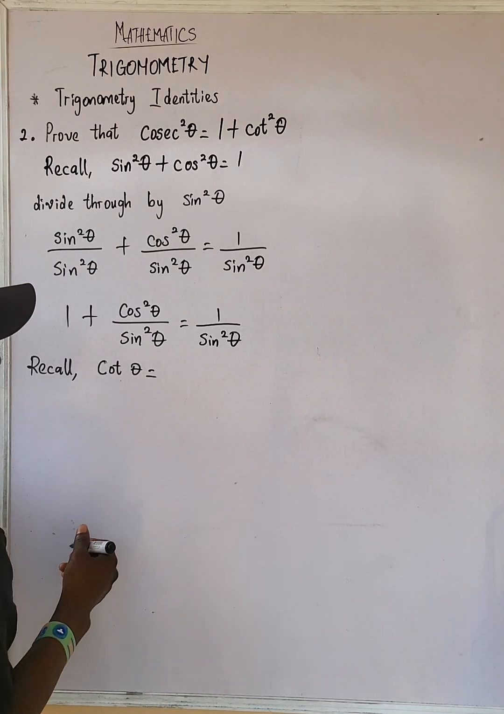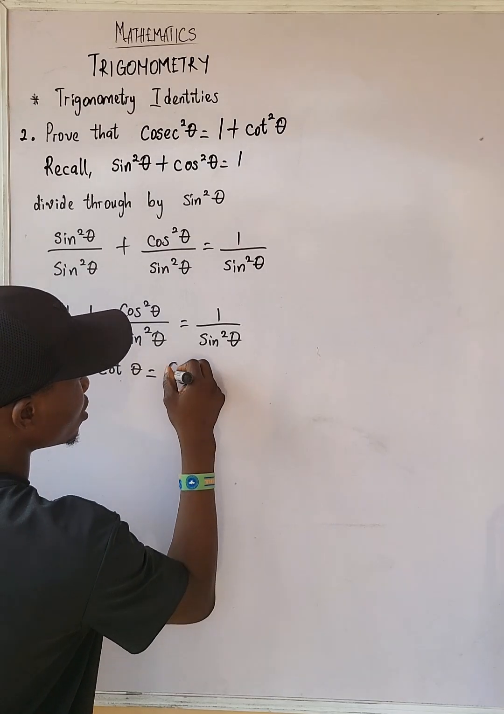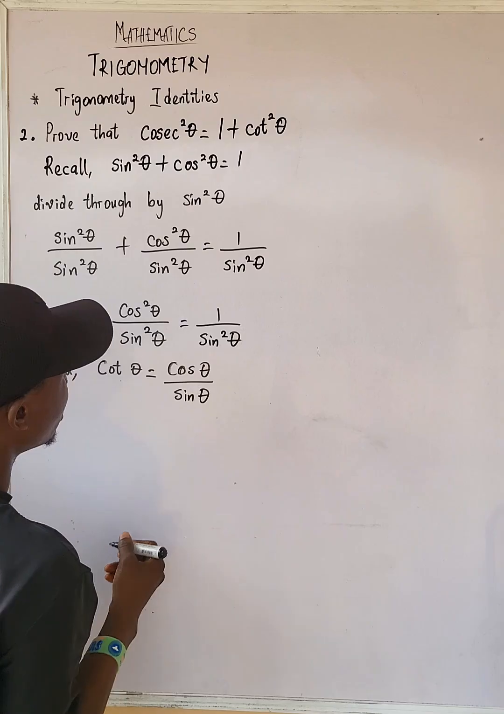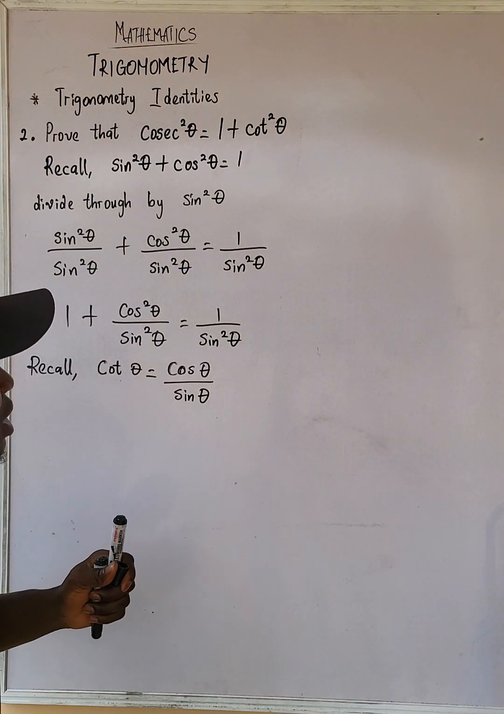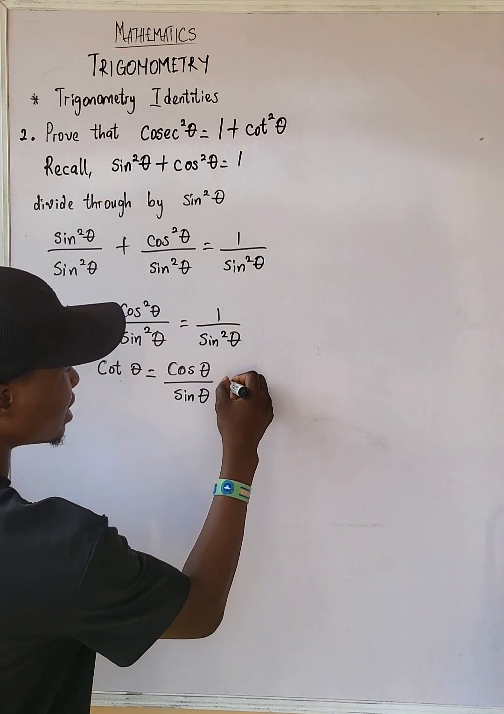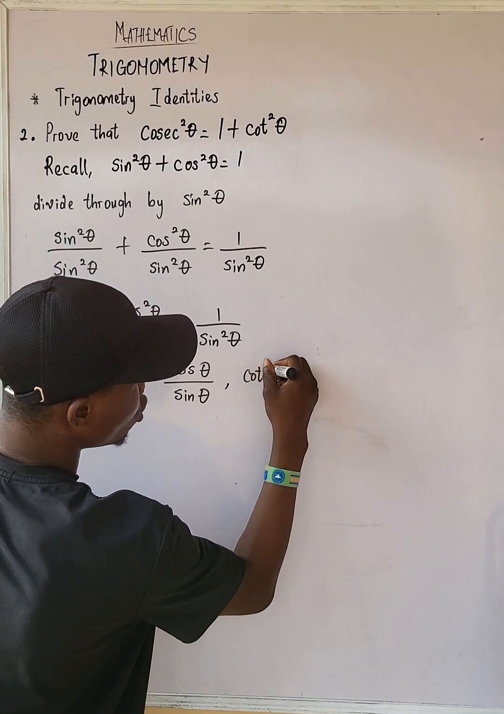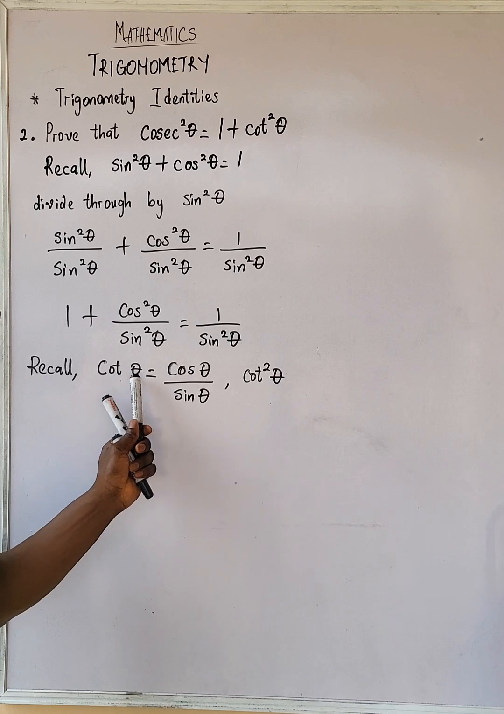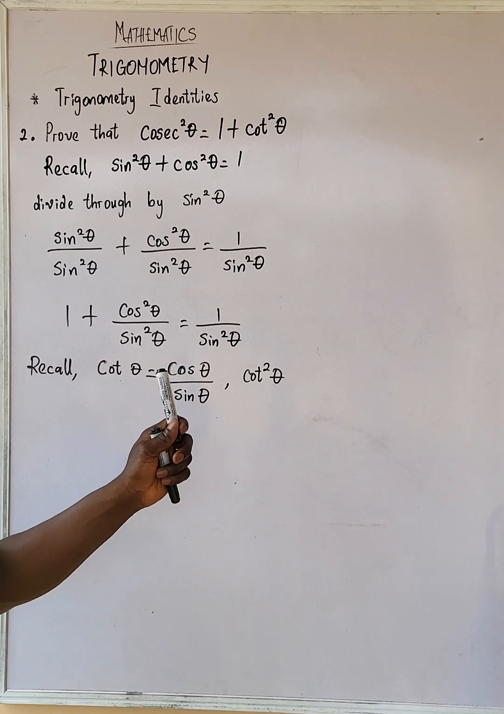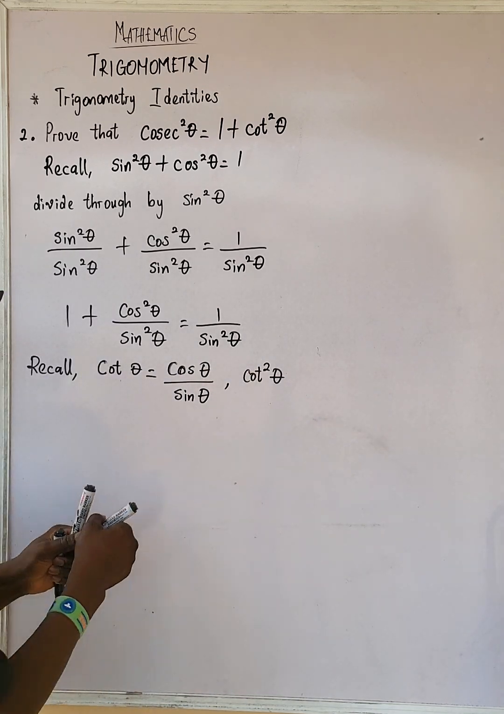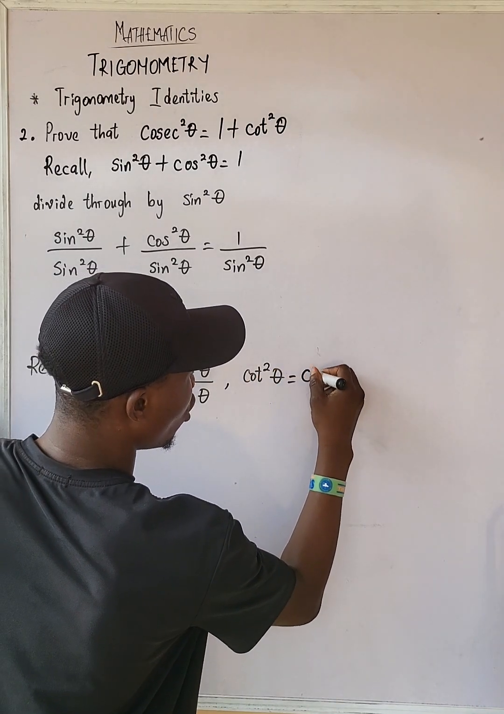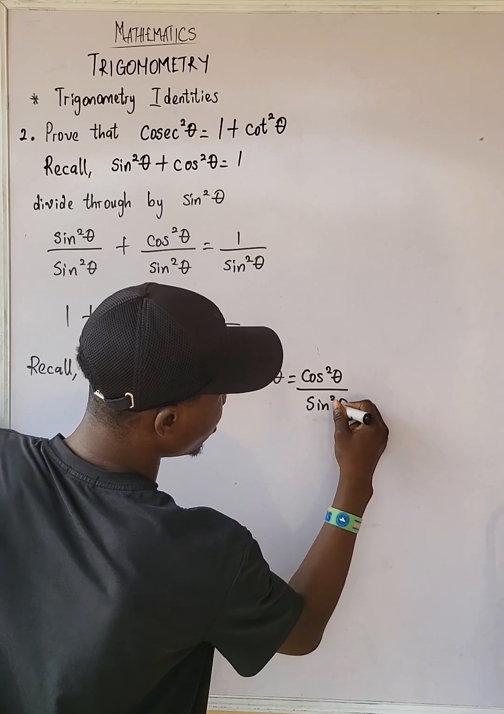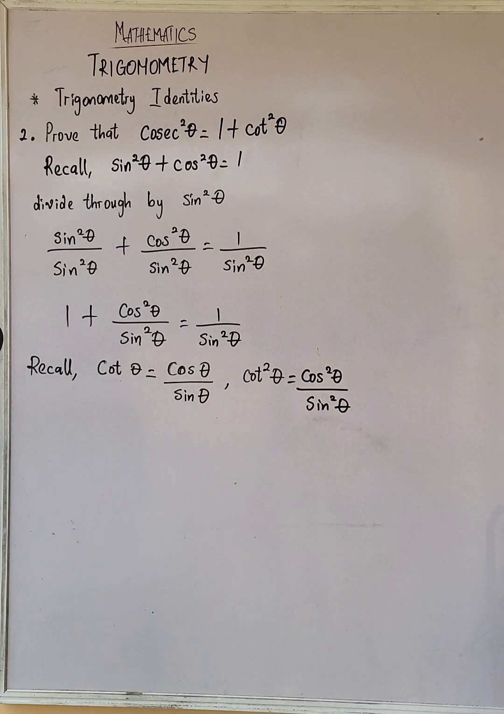Now recall that another way to write cot theta is cos theta over sin theta. So if I have cot square theta, another way to write it will be cos square theta over sin square theta. Do you understand? It's not hard, so please take note of that.